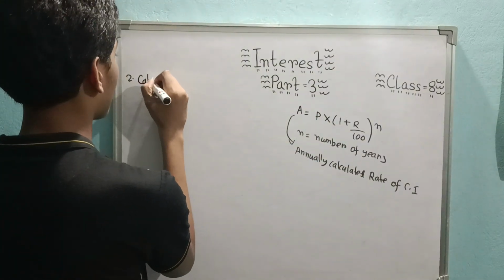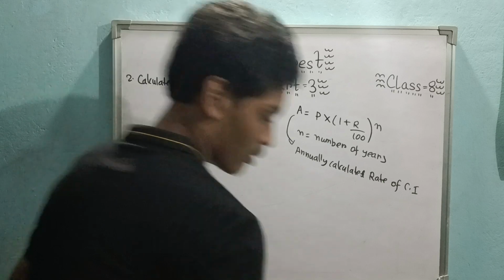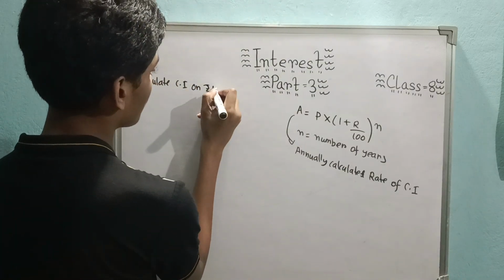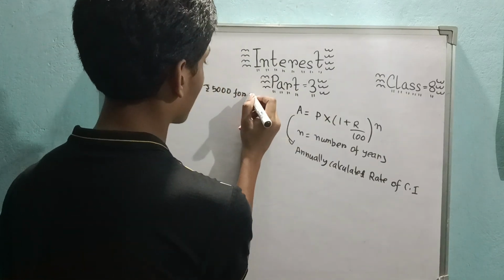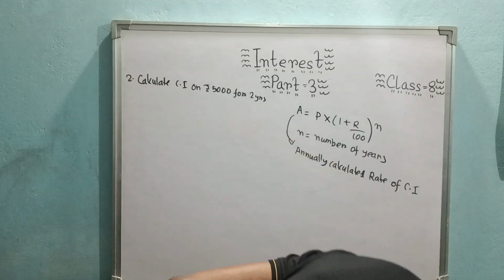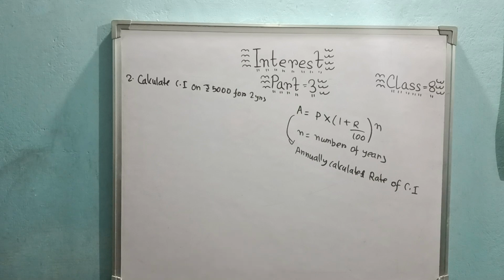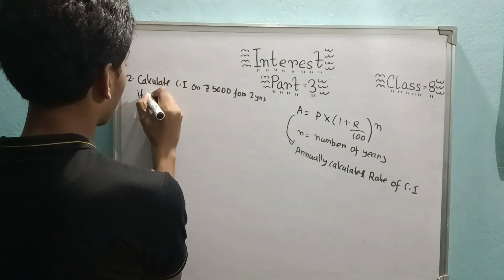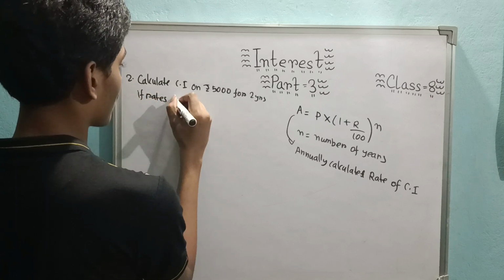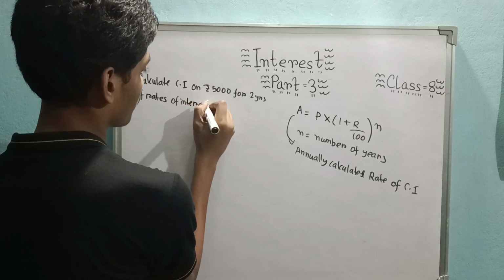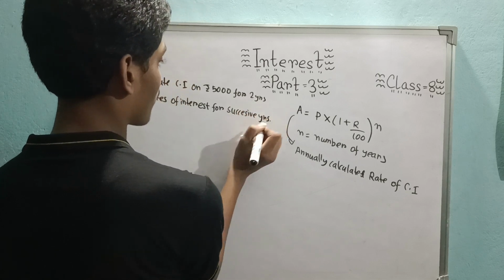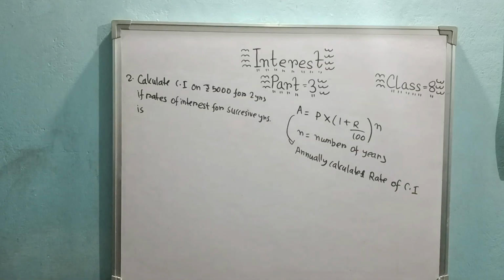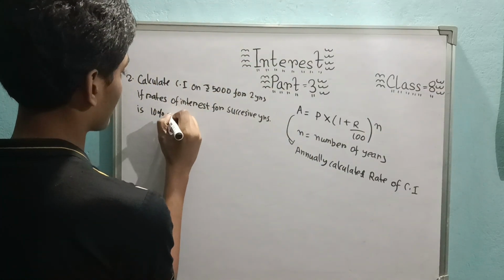Now see this question. Calculate the compound interest on rupees 5,000 for 2 years, if rates of interest for successive years is 10% and 12% respectively.